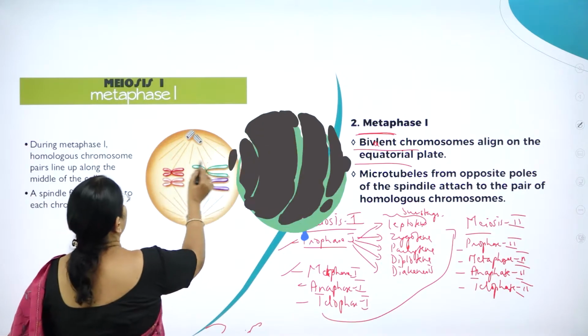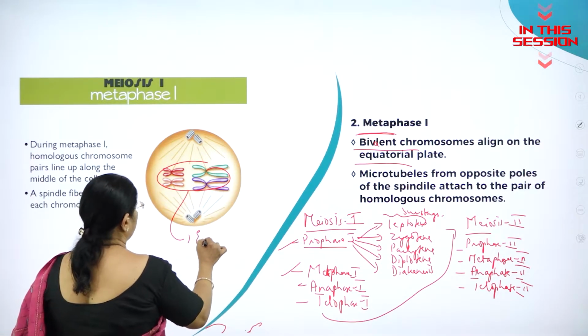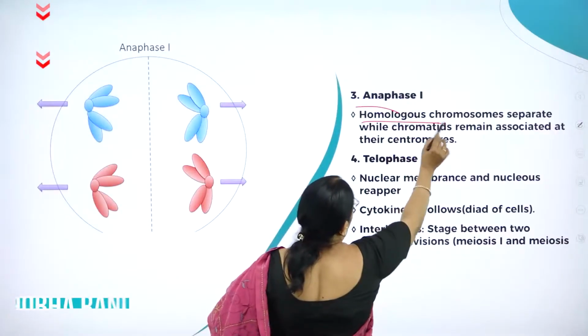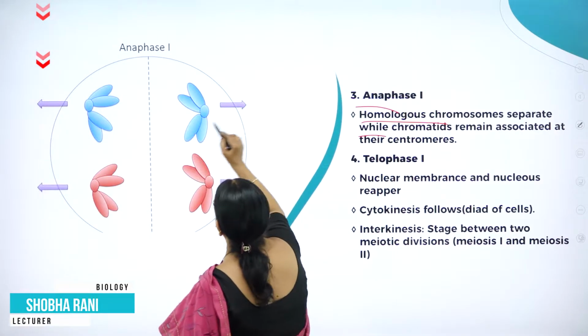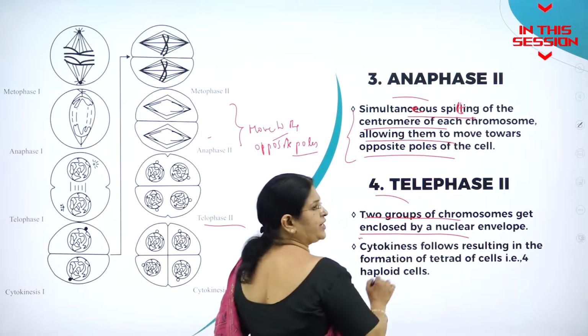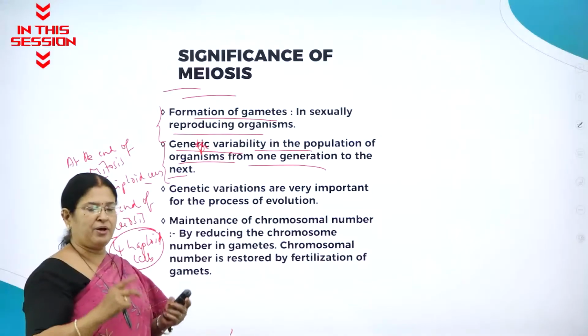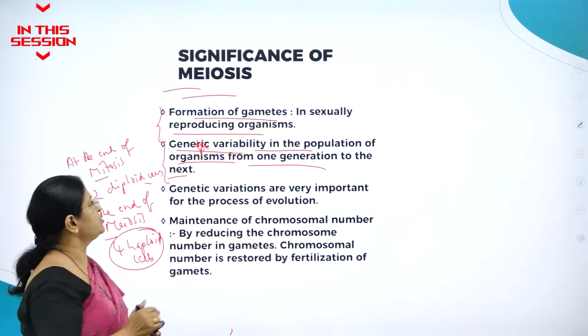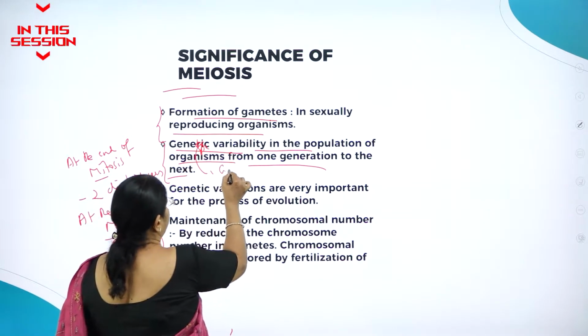So the chromosomes come and align in the equatorial plate. So homologous chromosomes separate. Here you can see the separation. Two groups of chromosomes get enclosed by a nuclear envelope, with exchange of chromosomes taking place. So it will lead to what? Genetic variability.